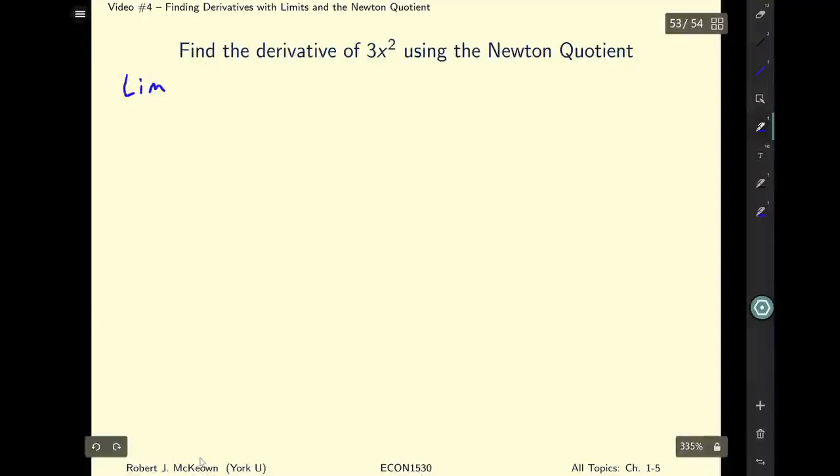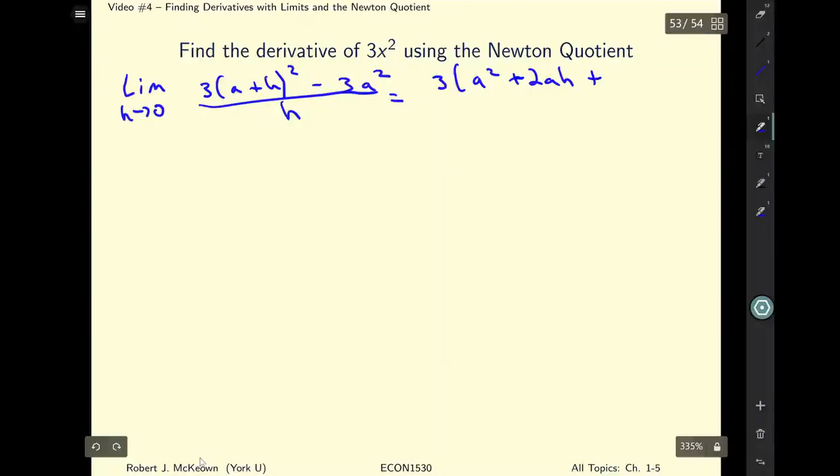Let's start off by writing out our limit. As h approaches 0, we're going to have 3 times (a plus h) squared minus 3a squared, all that divided by h. And if I work out that bracket, I'm going to have 3 times a squared plus 2ah plus h squared, minus 3a squared, all over h.